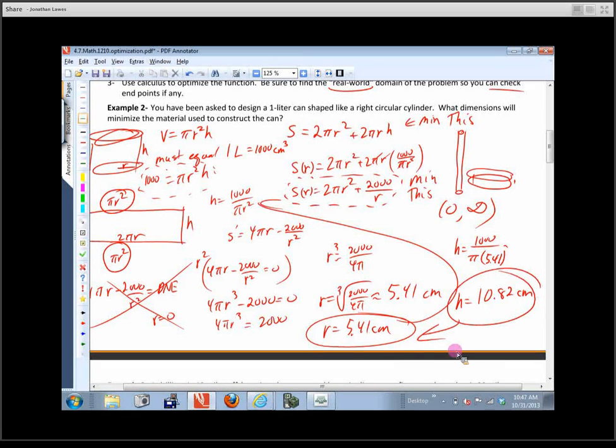What's kind of unique about the two of those? The height is twice as big as the radius, or if you were to think about the shape of this can, it would be 10.82 in diameter and 10.82 tall. So if you looked at it in cross-section, it would kind of look like a square. Squares are pretty darn efficient shapes.